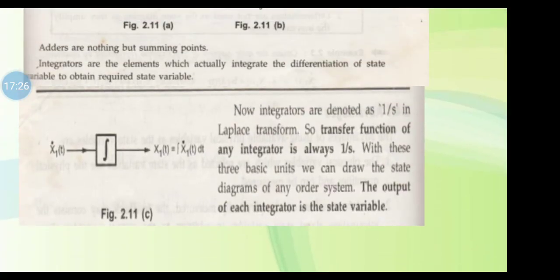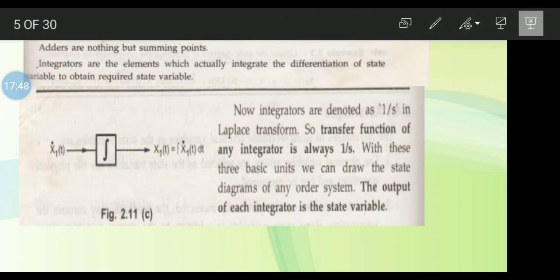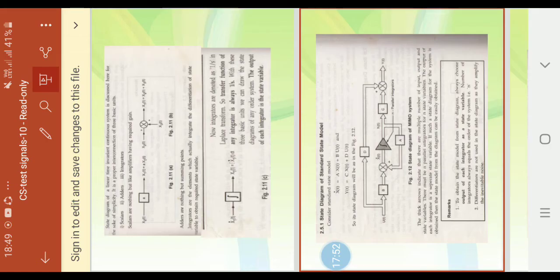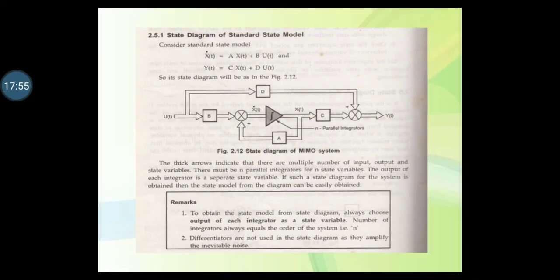With these three basic units, we can draw the state diagrams of any order system. The output of each integrator is a state variable. Next, state diagram of standard state model.